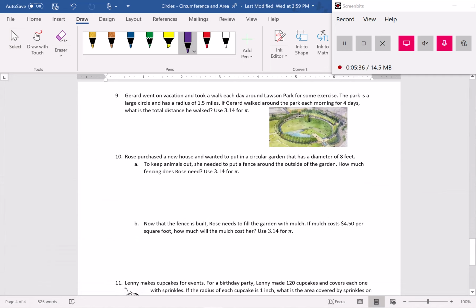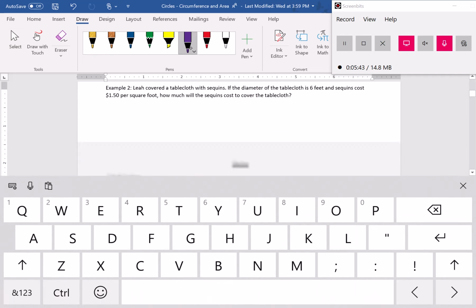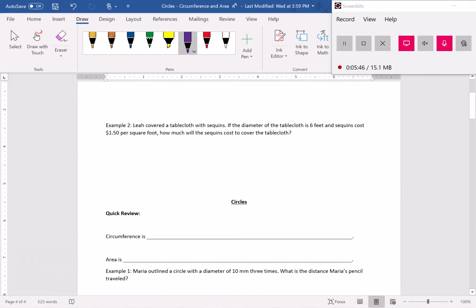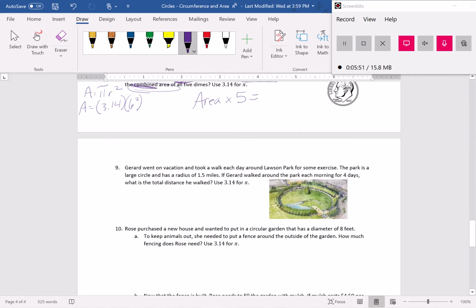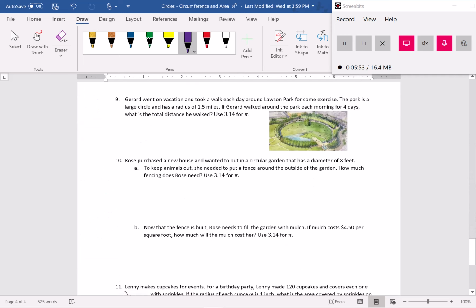Gerard went on vacation and took a walk each day around Lawson Park for some exercise. The park is a large circle and has a radius of 1.5 miles. If Gerard walked around the park each morning for 4 days, what is the total distance he walked? He walked around the park.